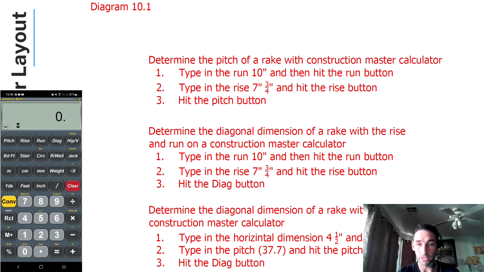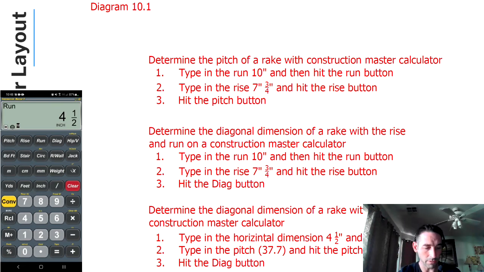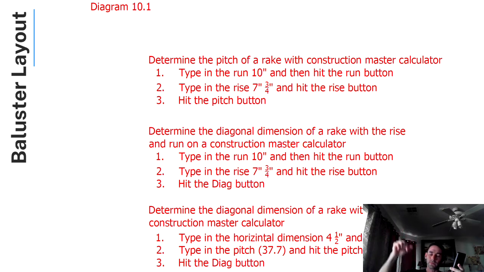I'm just going to punch in 4 inch 1/2 into my Construction Master calculator and hit the run button. Okay. Type in pitch, which is 37.7. So I'm going to 37.7. I'm going to hit pitch. Okay. So now it knows my run, it knows my pitch, and I'm going to ask it that diagonal button. I'm going to hit diagonal. So that's 5 11/16. So I know that to get 4.5 inch space this way, I need to measure 5 11/16 this way. Does that make sense? Okay.